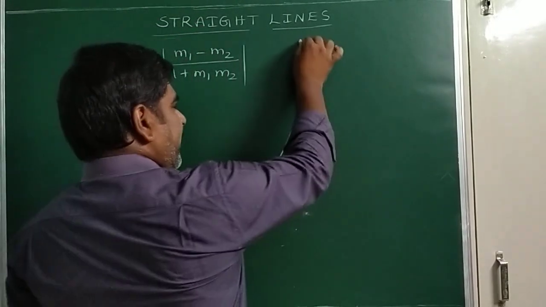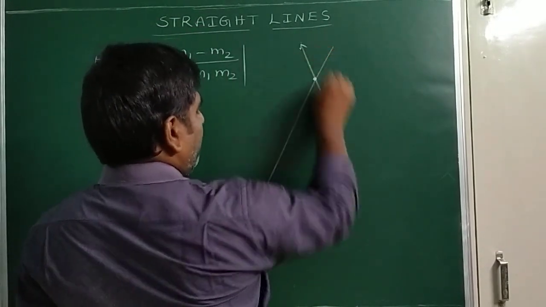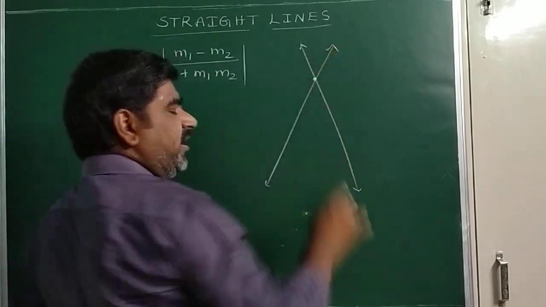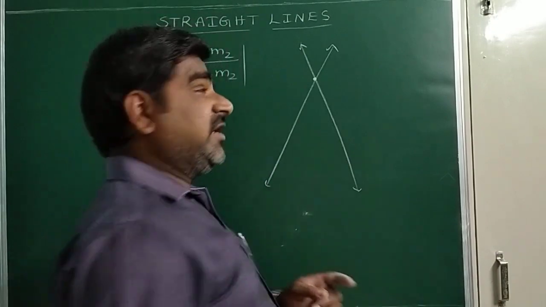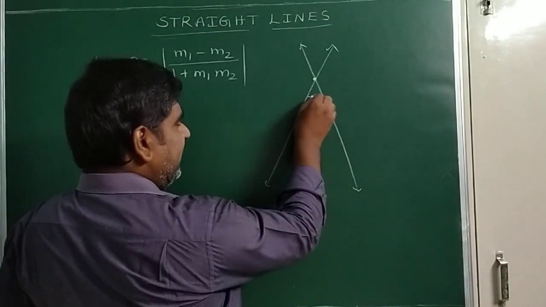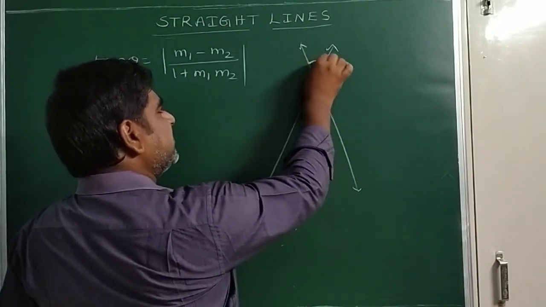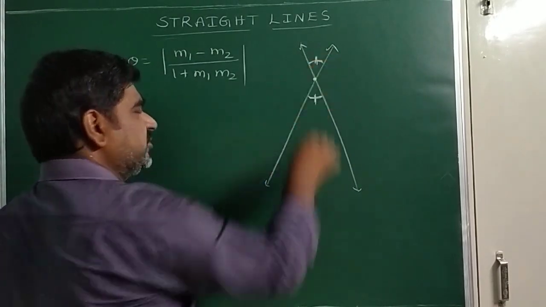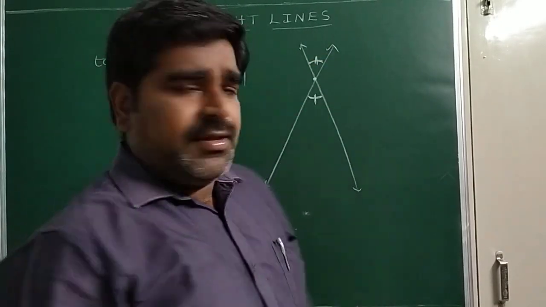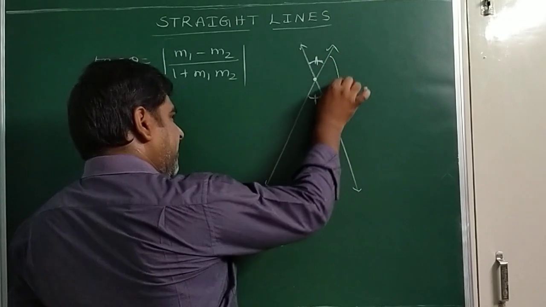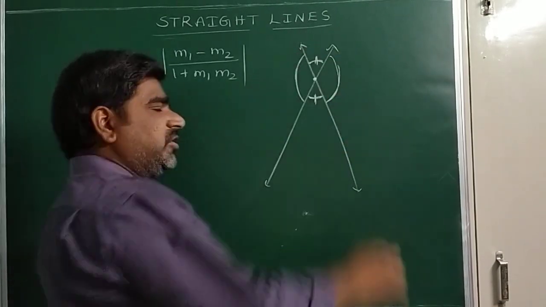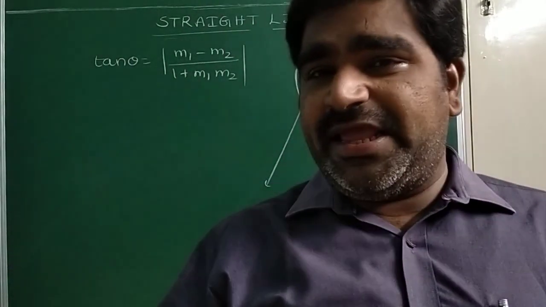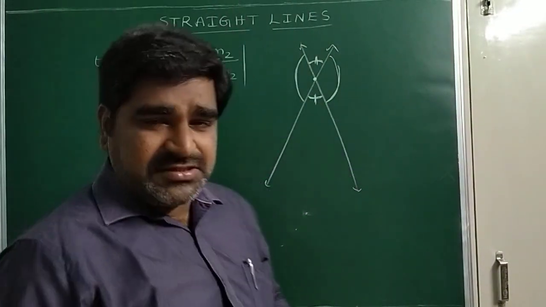There exist only 2 angles between two intersecting lines. Of course, if this angle is theta, then this angle is also equal to theta. Both these 2 angles are equal. And this is another angle. So there exist 2 angles between two intersecting lines.